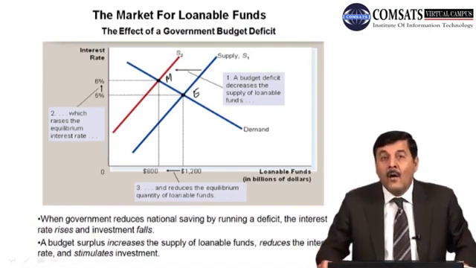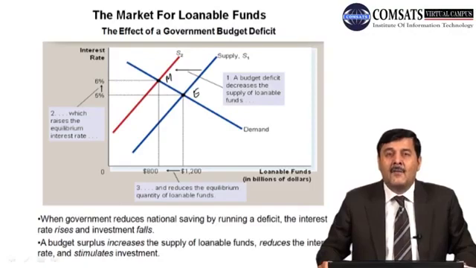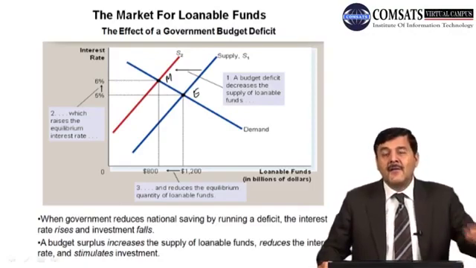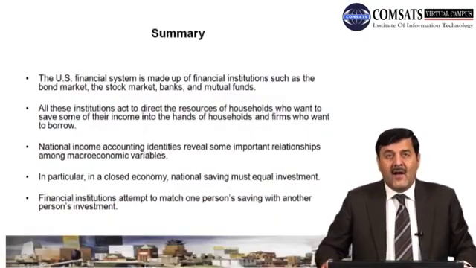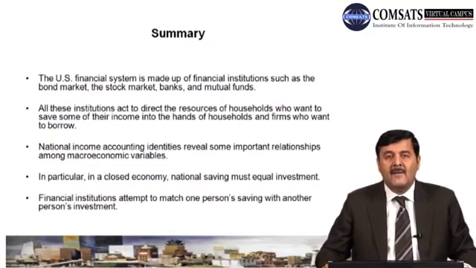So this is how the government can affect the supply and demand of loanable funds in the economy by introducing different policies in the form of taxes, in the form of budget deficit, in the form of budget surplus. So this was all about today's lecture. Let me just summarize what we have learned in today's lecture.